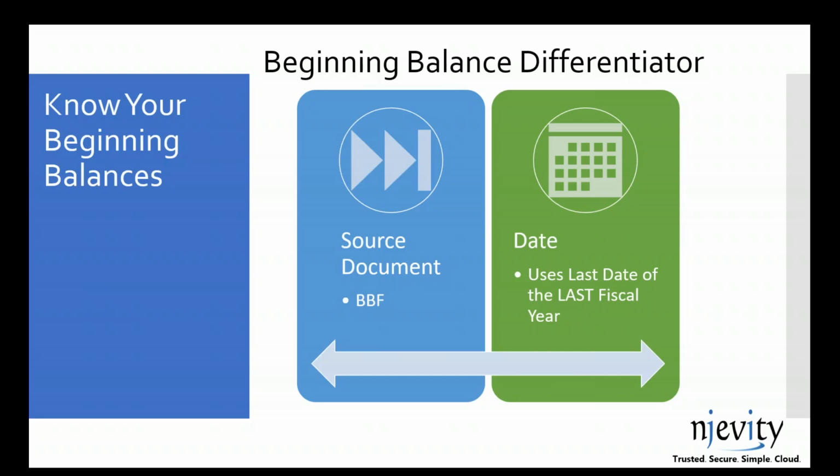One of them is the field called source document. If you've ever keyed in a general ledger journal, you see it usually defaults to GJ, depending on how you had it set up. But all beginning balances will have a BBF in the field called source document. That is not something that we do. That's something that happens inherently in the system. So we know automatically those are beginning balances.